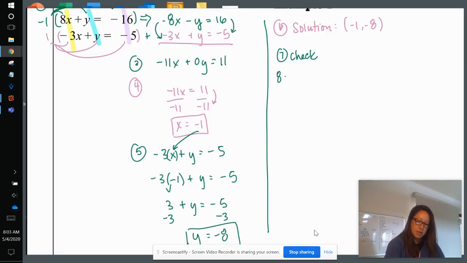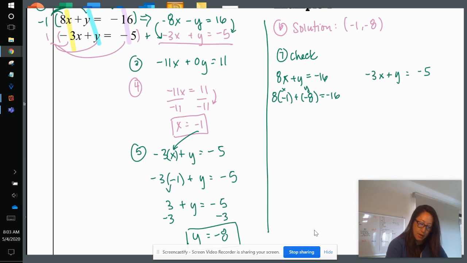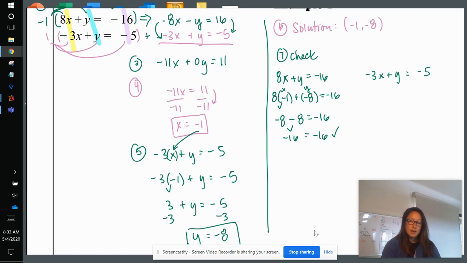Step 7 is our check. Write both equations. We always want to use those original equations, just in case we rearranged incorrectly or something, we can go back and verify from the beginning. Okay, so I get 8 times -1 plus -8 is equal to -16. That's my x and my y. So I have -8 minus 8 is equal to -16. So -8 minus 8 gives me -16 is equal to -16. Woo! We're halfway.